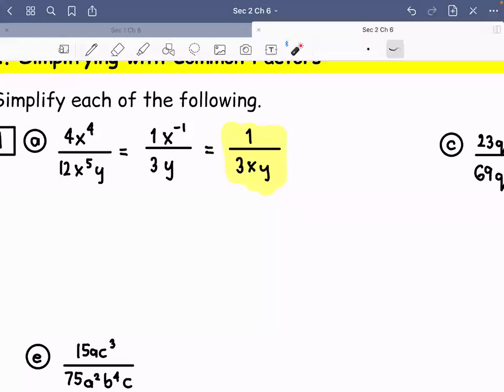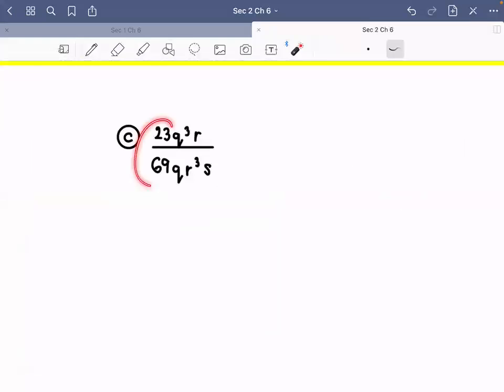That's for letter A. Now for letter C, what is the simplest form of 23 over 69? So that's basically, is it 1/3 as well? Okay, so it's also 1/3. And then, how about Q? Since we have a common variable, what is Q cubed divided by Q? So this is simply Q squared. Okay, and then how about R divided by R cubed? So 1 minus 3 is negative 2. How about S? Since it doesn't have any pair in your numerator, it just remains here.